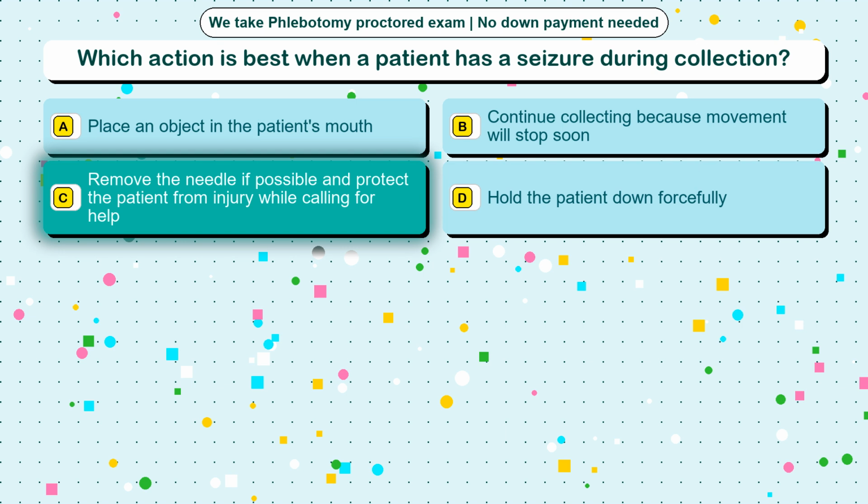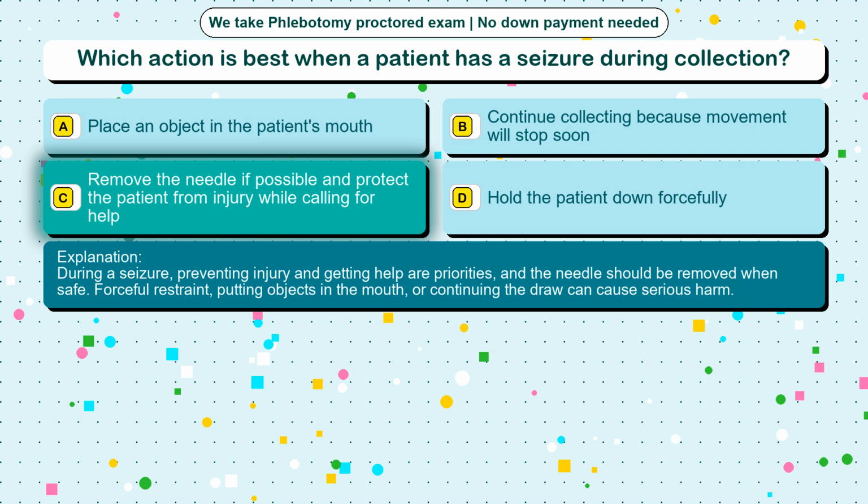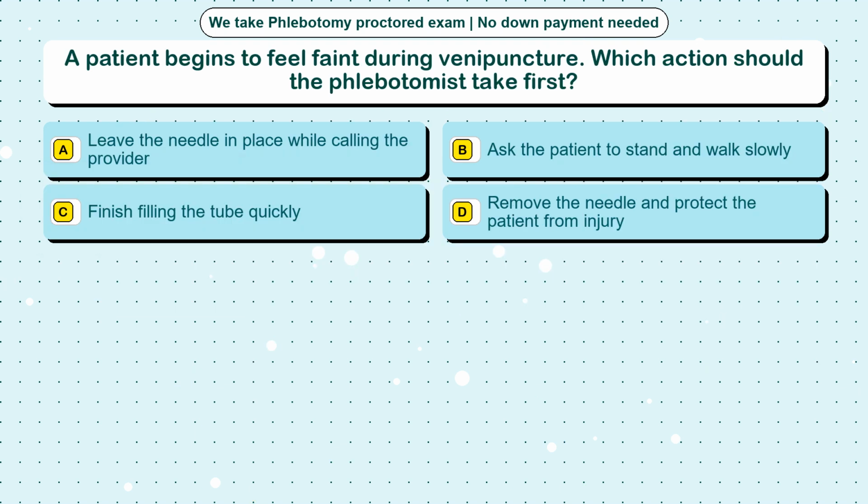Remove the needle if possible and protect the patient from injury while calling for help. During a seizure, preventing injury and getting help are priorities, and the needle should be removed when safe. Forceful restraint, putting objects in the mouth, or continuing the draw can cause serious harm. Question 82. A patient begins to feel faint during venipuncture. Which action should the phlebotomist take first?